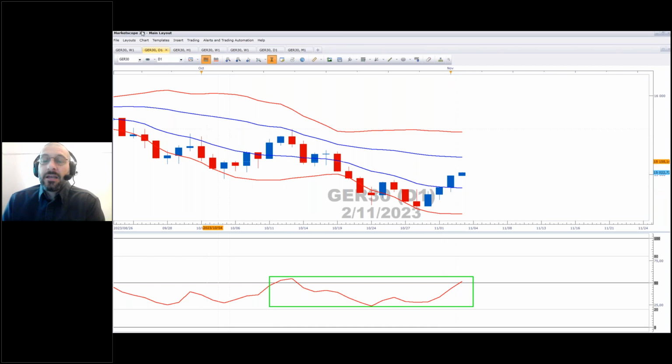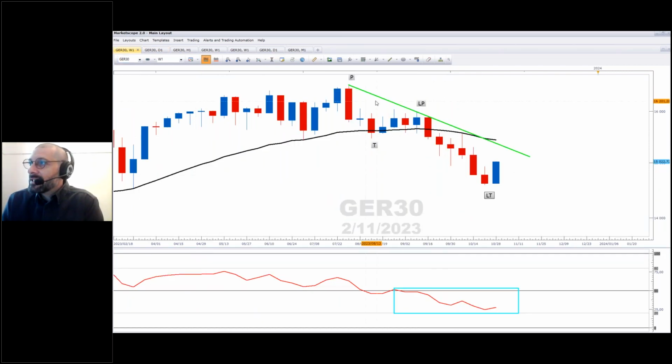What would really be a positive development is if we could just get above this green downtrend line. If we can get above that green downtrend line, then the downwards momentum is slowing, the downwards momentum is waning, and we would want to see the DAX get above its 30-week exponential moving average, and we'd want to get that 30-week exponential moving average starting to push up as well. So we're not out of the woods yet.